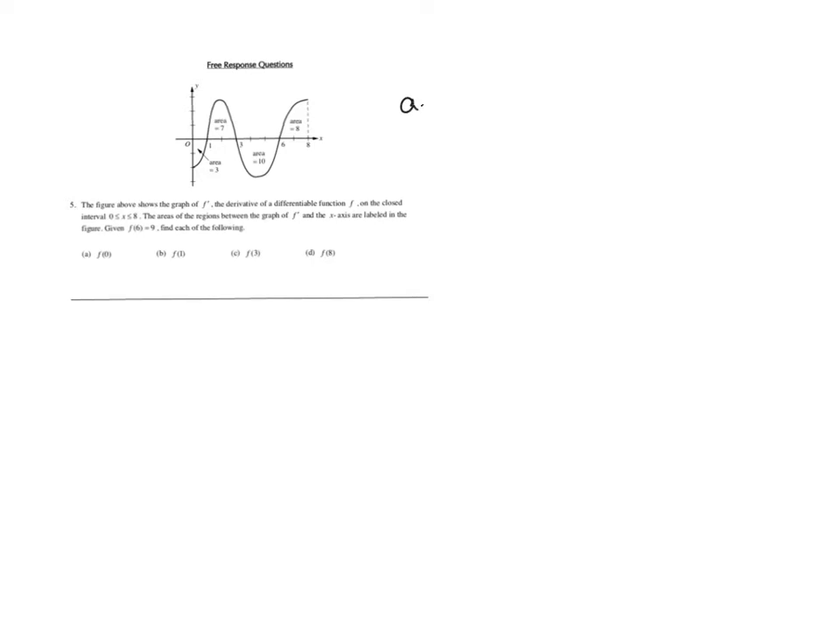So for a, we need to look at what we know. F of 6 is 9, so everything is going to be involving an x value of 6 somehow. For f of 0, we're interested in the x values of 0 and 6. So this is like the multiple choice questions and how we set it up. So the integral of f prime is going to be equal to f of 6 minus f of 0.